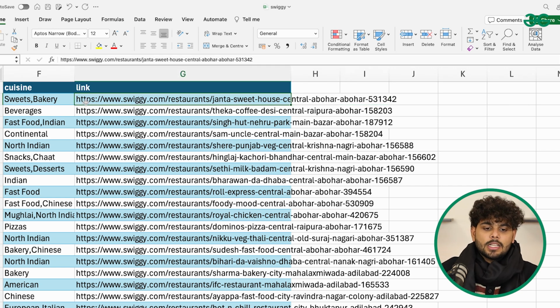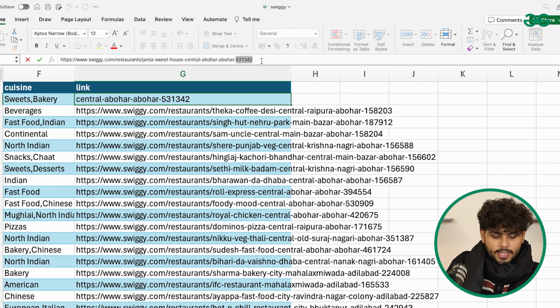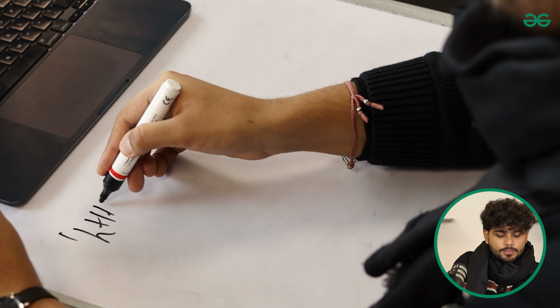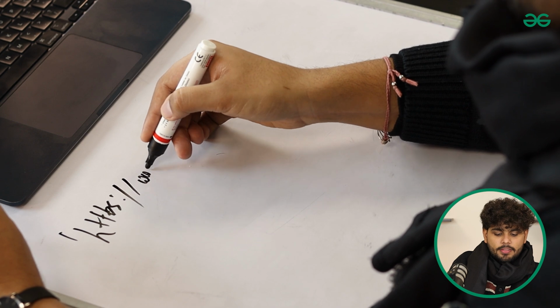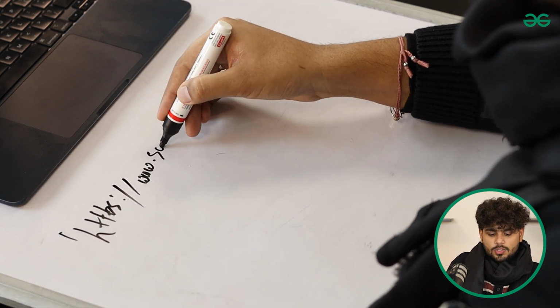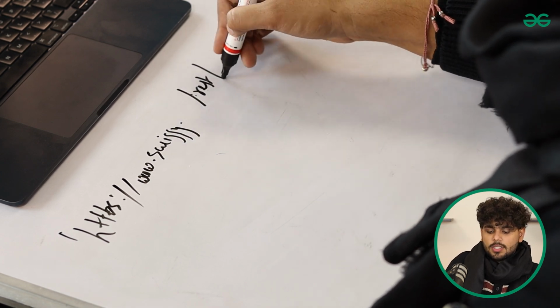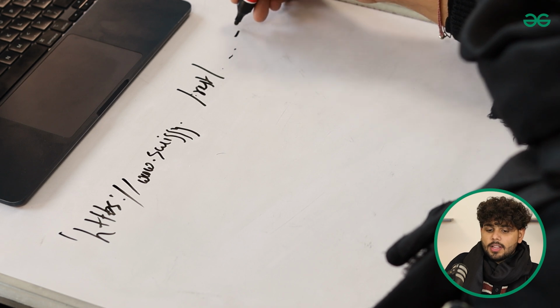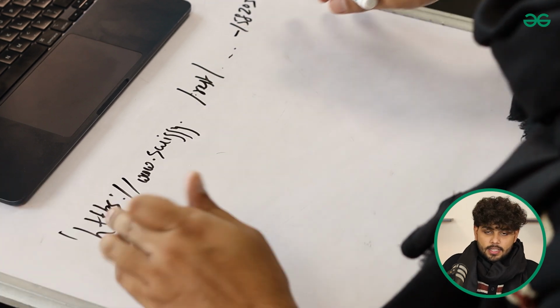Okay, so in the link part, from the link I'm going to collect only the last particular portion, which is 531342. This is the restaurant ID. Every restaurant is having a unique ID. So this is something I'm going to find right now. This is how the restaurants are written: double backslash, then www.swiggy.com/restaurant/, the restaurant name, hyphen, the ID of the restaurant, right? This is how the restaurant ID is written inside a string.